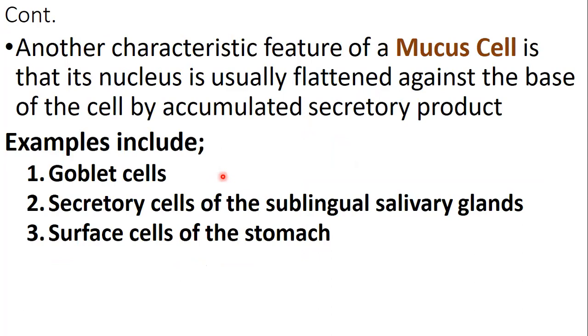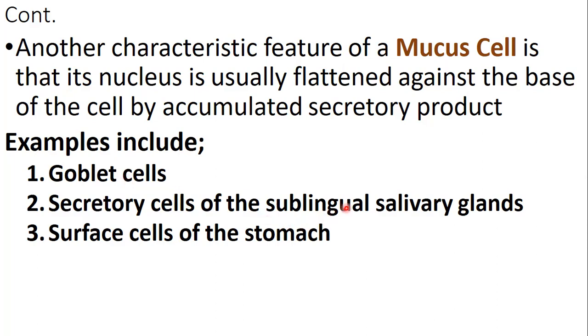Examples given: in the trachea, mucus is produced. In the stomach, mucus is produced. In the urethra, mucus is produced. Why? Because cells there are producing mucin. Mucin is a chemical substance. When added with water, it becomes mucus. So examples: goblet cells produce mucus.